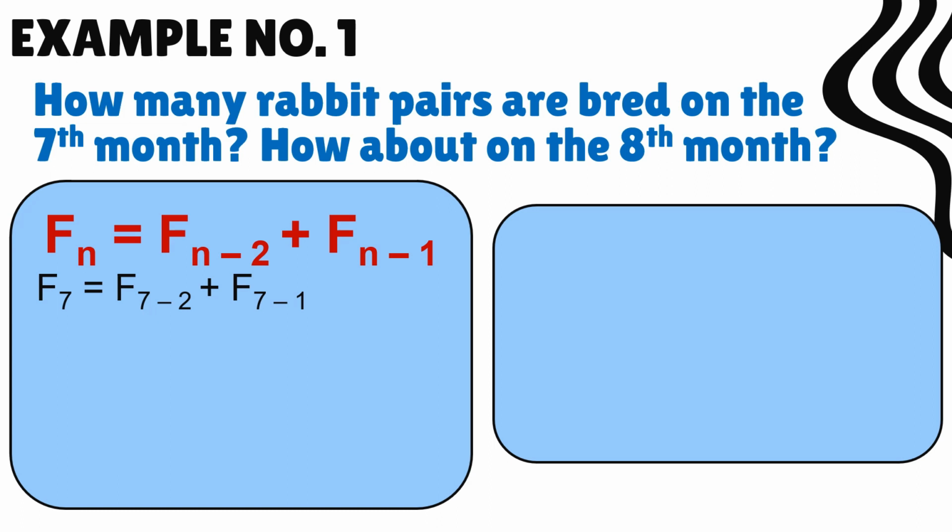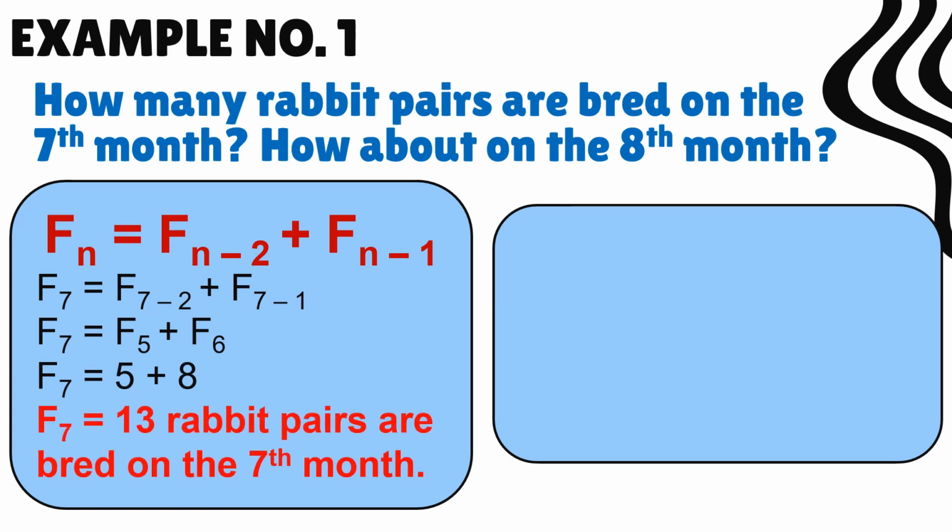Then simplify the formula and we come up with F sub 7 is equal to F sub 5 plus F sub 6. Then substitute the values of the 5th and the 6th terms of the Fibonacci sequence, which are 5 and 8, and the 7th term is 13. Therefore, there are 13 rabbit pairs bred on the 7th month.